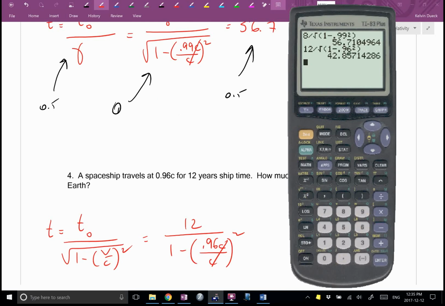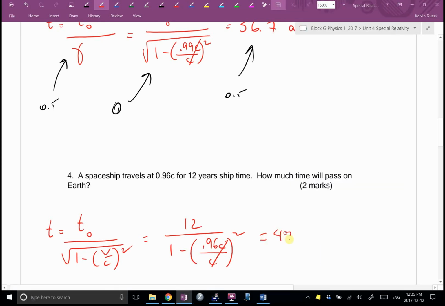You get 42.9 years, 43 years. I'll go 3 sig figs. 42.9 years. Same marking as before. I would give you half mark for the equation, 1 mark for getting the numbers in the right place, and a half mark for the answer.